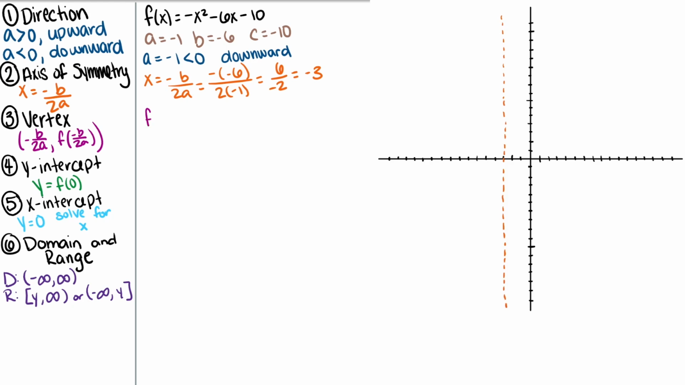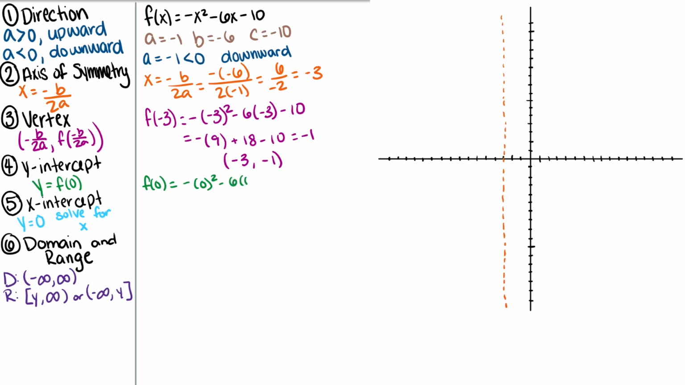For our vertex, we'll plug in negative 3 into the function, so f of negative 3 is equal to negative 3 squared minus 6 times negative 3 minus 10, which is negative 9 plus 18 minus 10. When we simplify that, we get f of negative 3 is negative 1, so our vertex is at negative 3, negative 1. For our y-intercept, we'll set x equal to 0, so f of 0 is equal to negative 0 squared minus 6 times 0 minus 10. So that's 0 minus 0 minus 10, or negative 10.